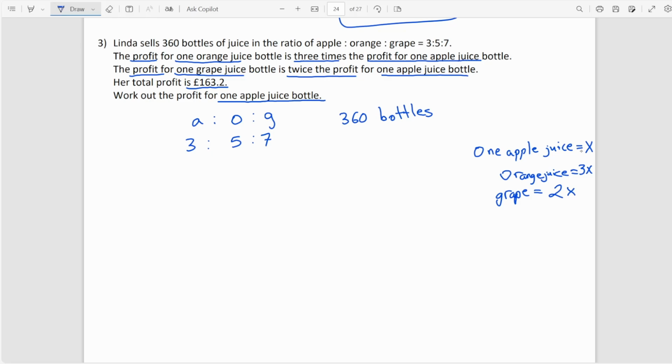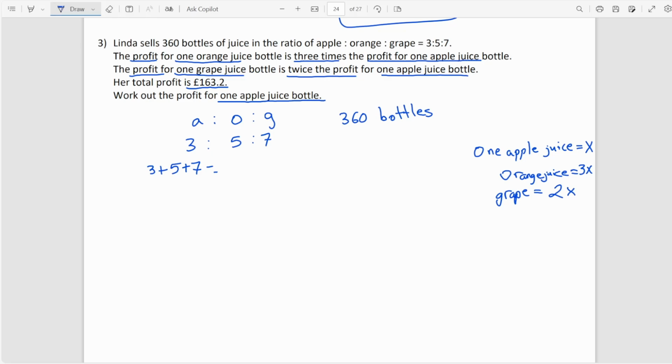Okay. Now, we know that our total profit was 163.2. Okay. Which means I just need to know firstly the number of apple juice I've sold and multiply that by the profit, which is X, the number of orange and multiply that by 3X, and the number of grape and multiply that by 2X, and all of that will be equal to my profit. Okay, so let's go ahead and find how much did I sell, the quantity I sold of apple, orange, and grape juice. I will add 3 plus 5 plus 7.